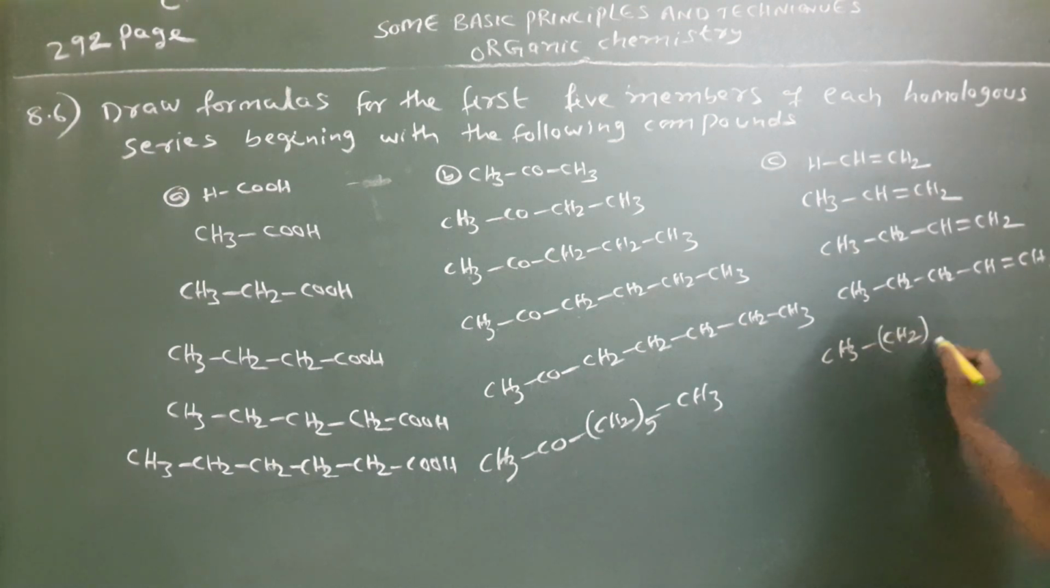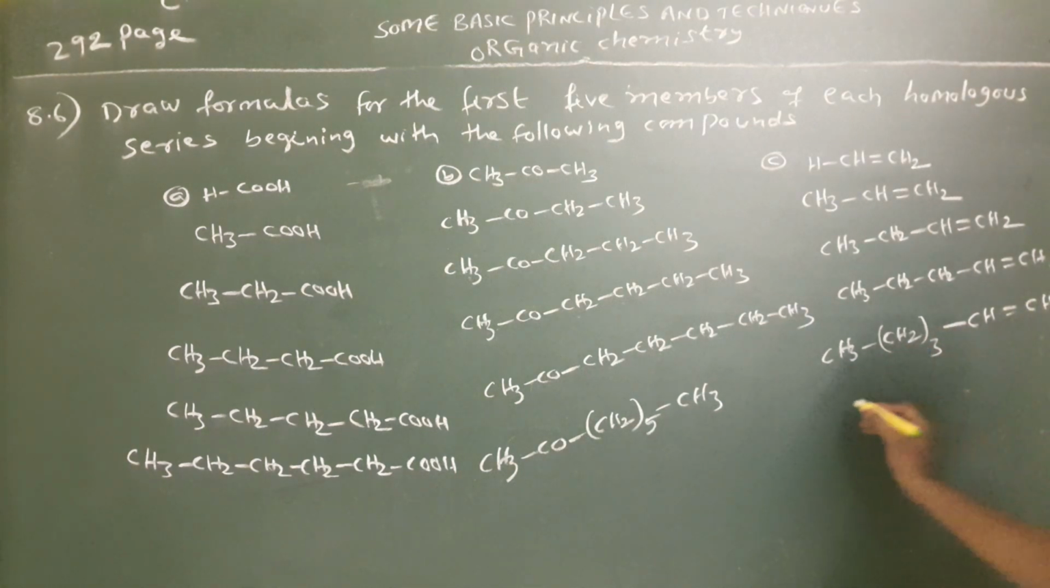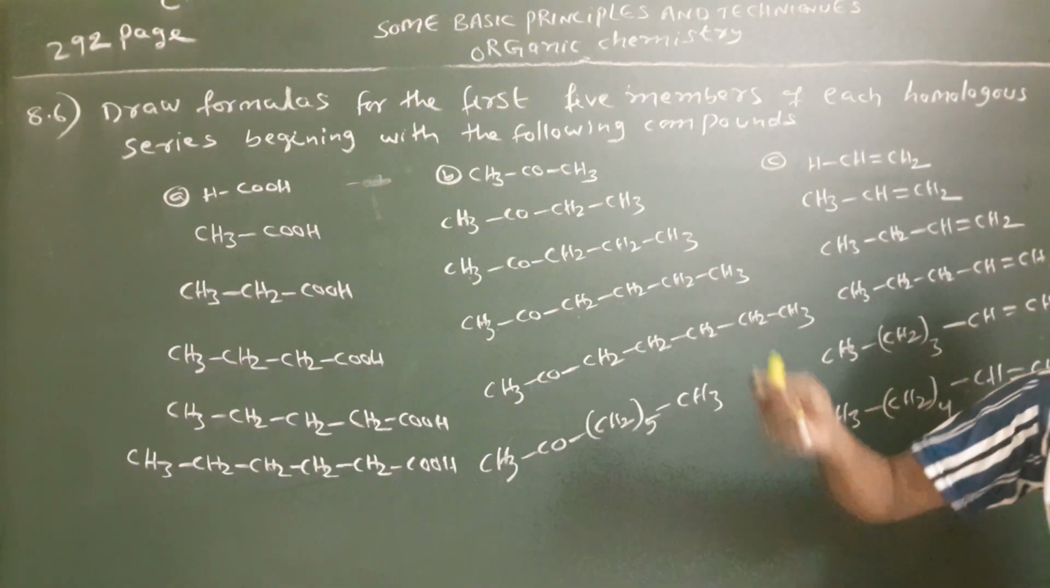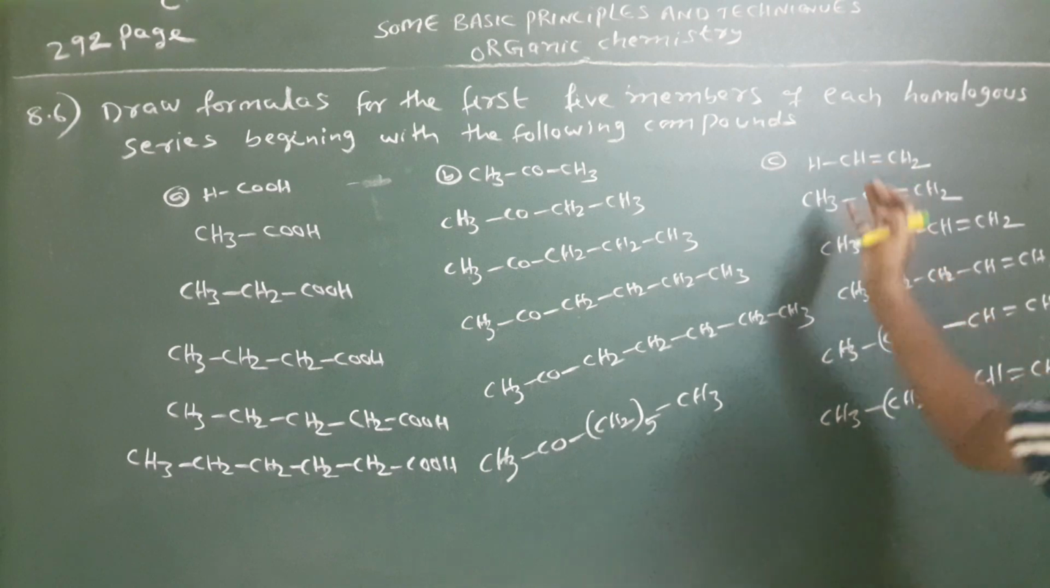Another, the fourth one, CH3 with CH2 thrice, 1, 2, 3, then CH=CH2. Next, the last one, CH3 with CH2 four times, then CH=CH2. So these 5 members are the homologous series of the ethylene molecule.